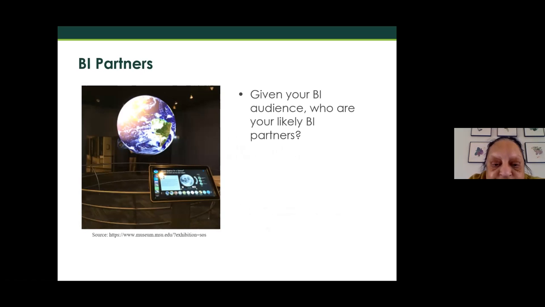So given your BI audience, one of the things we are going to discuss in this section is, if you know your audience, who are your likely BI partners? For example, if you're comfortable with working with undergraduate students and you are thinking about broadening participation and you would like to work with minority serving institutions through the AGAP and LSAMP programs, the university has a number of MSIs we work with and have connections with. So you could tap into some of those resources to find out which minority serving institution you might want to work with.